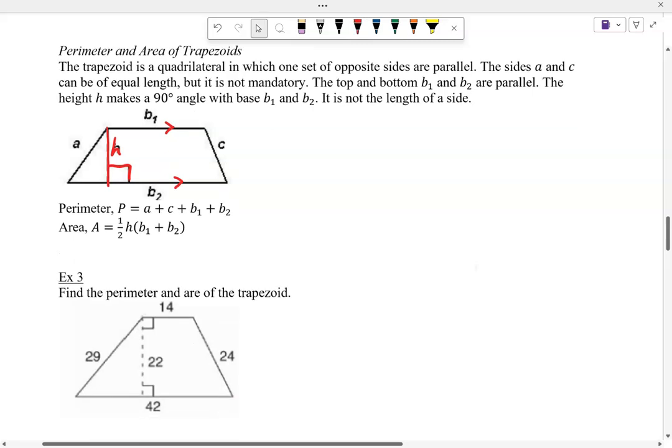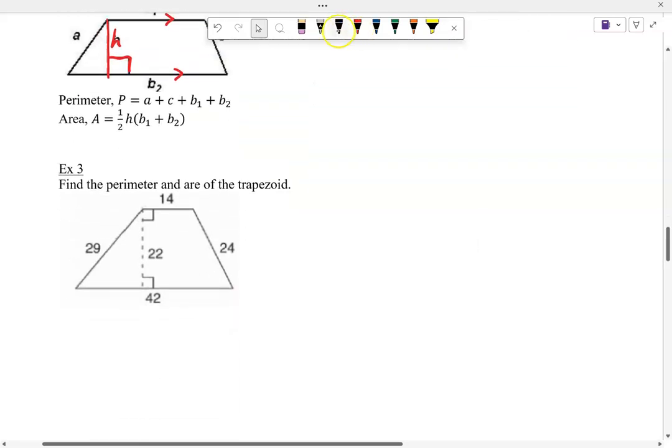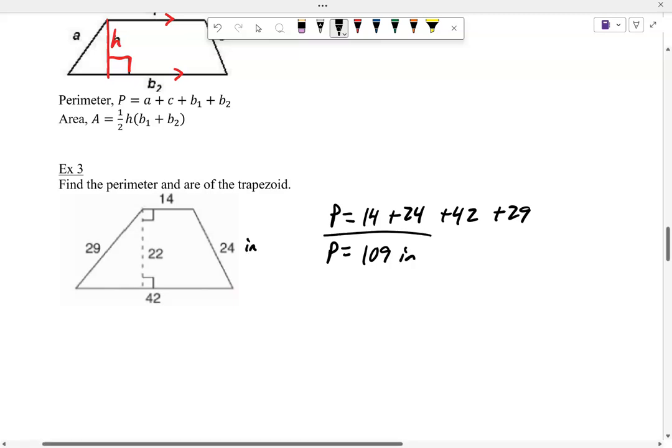Let's go ahead and find the perimeter of this trapezoid here by adding up all the sides. So 14 plus the 24 plus the 42 plus the 29. I add up all these and I get 109. Let's say my units are inches, in inches.